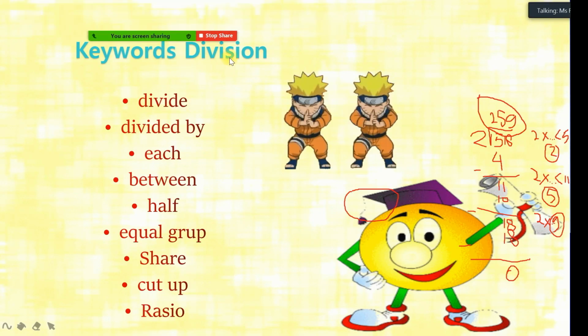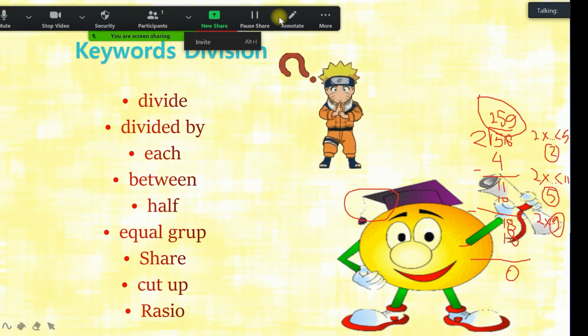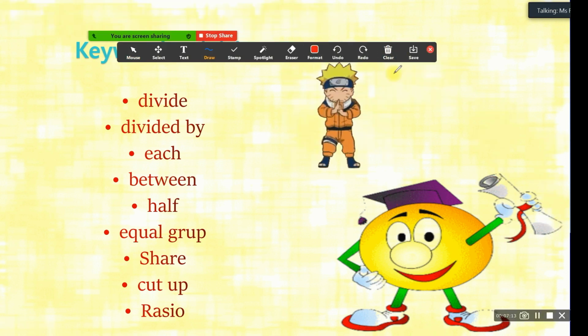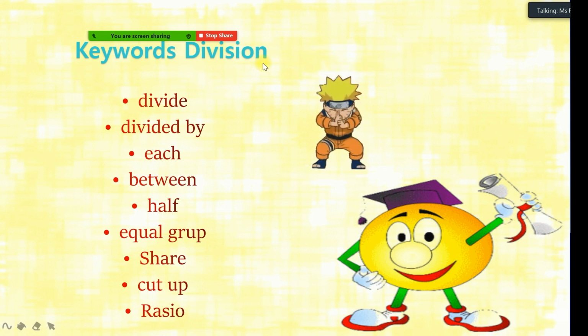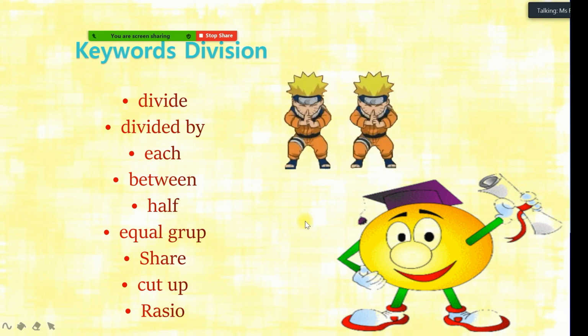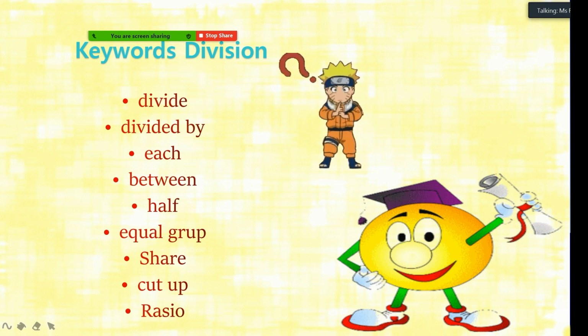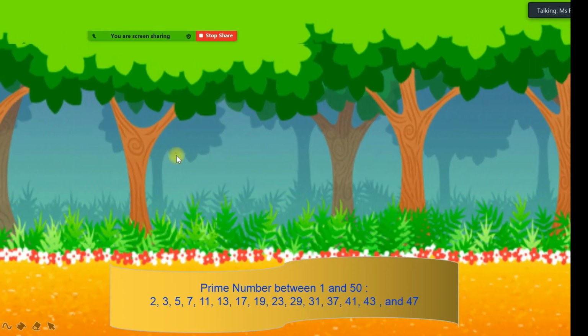The keyword for division. Sorry, I must clear all. The keywords for division are divide, divided by, each, between, half, equal, group, share, cut up, and ratio.